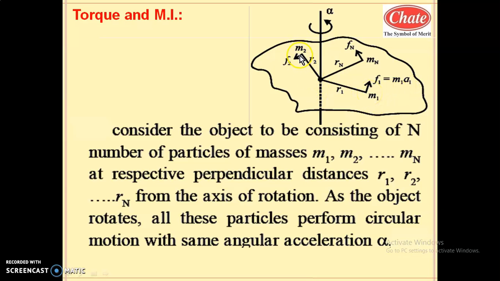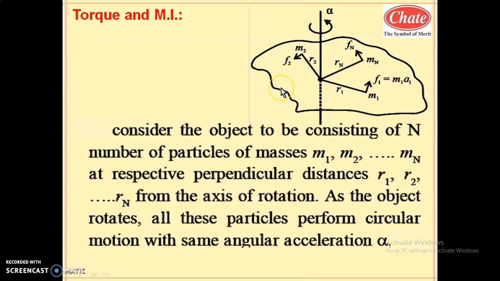Similarly, the force on the second particle will be tangential, that is F2 equals m2 a2, and the force on the nth particle will be Fn, also tangential, because only this tangential force produces a torque, as we are studying the derivation for the torque. Torque is calculated by the equation force into moment arm r. In vector notation, it is written as vector r cross F. So vector r cross F is nothing but tau, the notation for the torque.